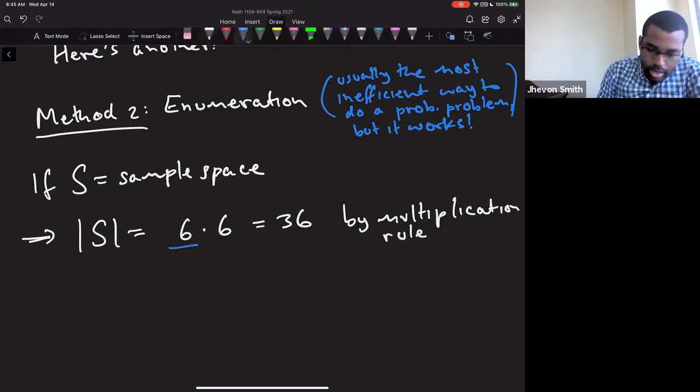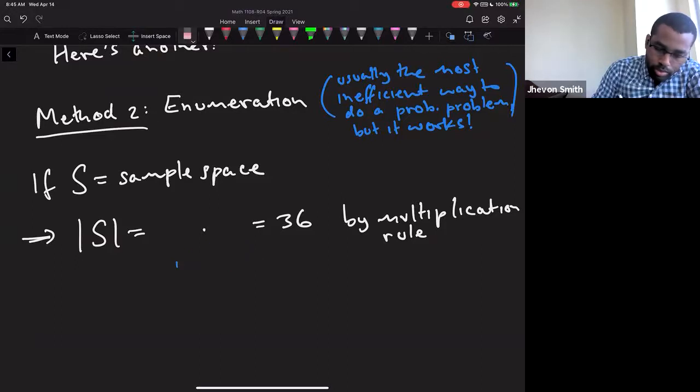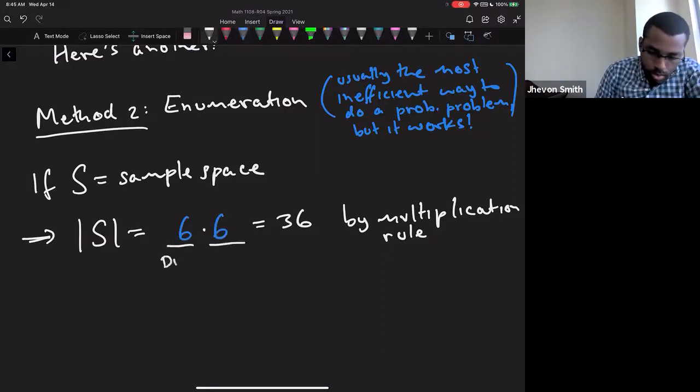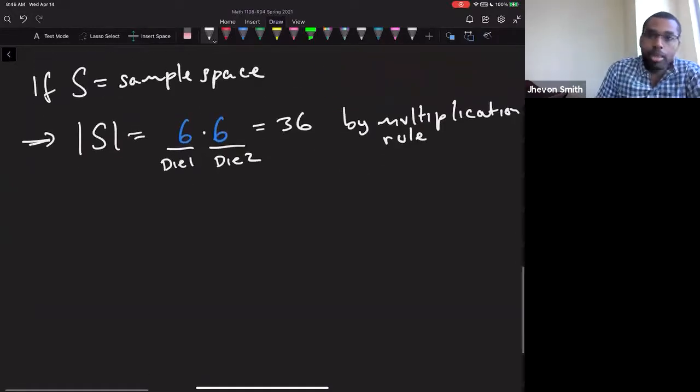How do I know? Because that's the first die, that's the second die, and these are the choices. We normally write the choice numbers in blue. Let's actually do that. Right, so we can know the total size of the sample space is 36 without even writing that out. So we can save ourselves some time there.